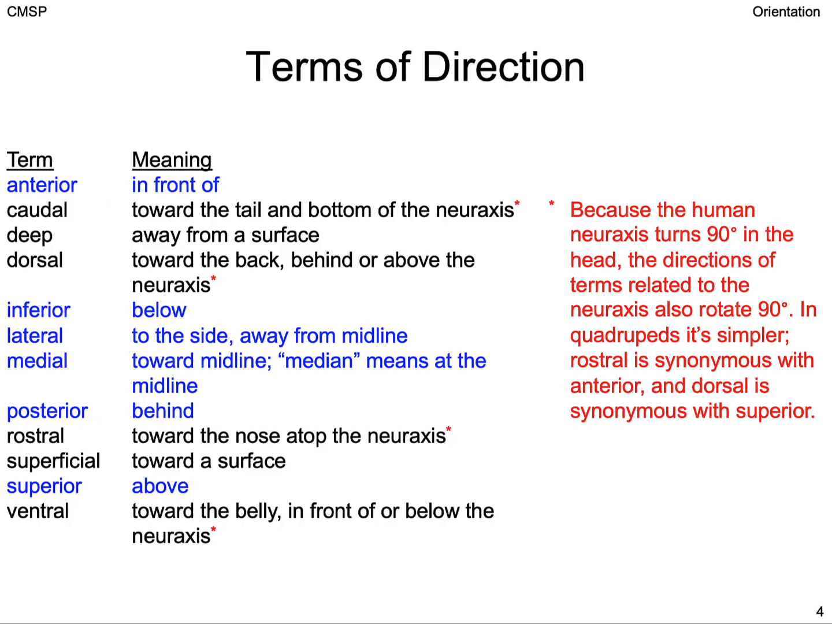The complication arises from the fact that humans have a 90-degree bend in their neuraxis. This is unusual and very different from most of our vertebrate cousins. The situation is simpler in a quadruped, so we'll consider that first. Consider a dog or a cat. Rostral, toward the nose, is always anterior. Caudal, toward the tail, is always posterior. Dorsal or backside is always superior. And ventral or belly side is always inferior.